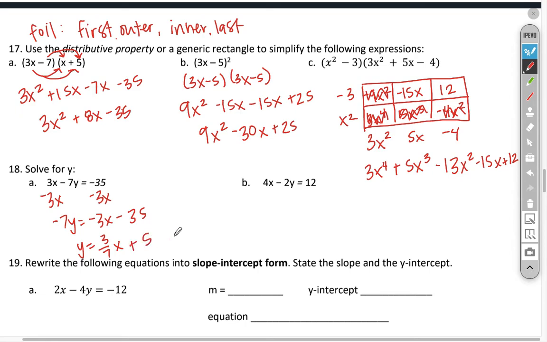Okay? For b, we're going to do the same thing. We're going to start by subtracting 4x from both sides. We get negative 2y equals negative 4x plus 12. Then we're going to divide by negative 2. So we get y equals negative 4 divided by negative 2 is going to give us positive 2x. And then 12 divided by negative 2 is going to give us negative 6.